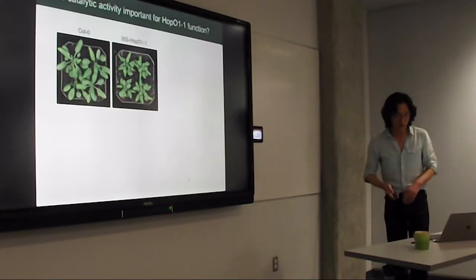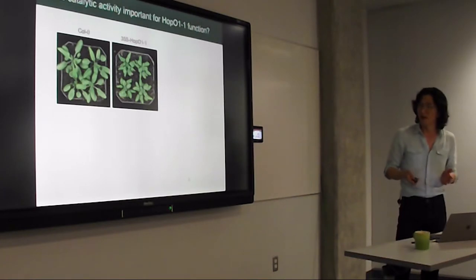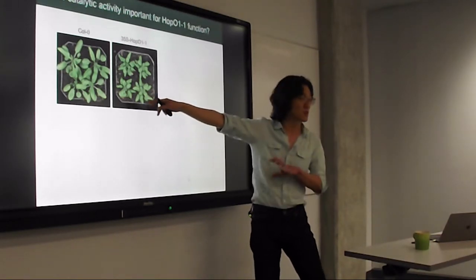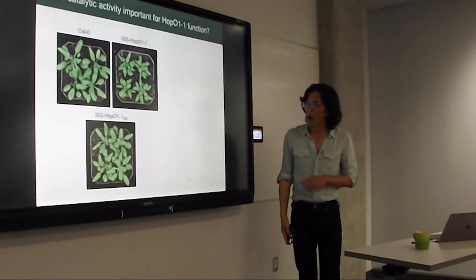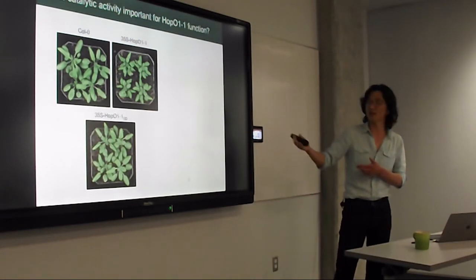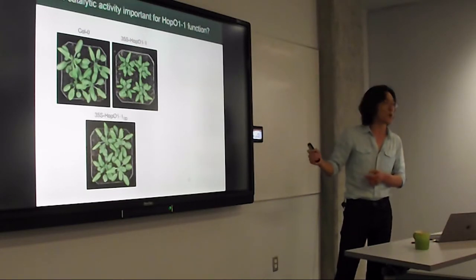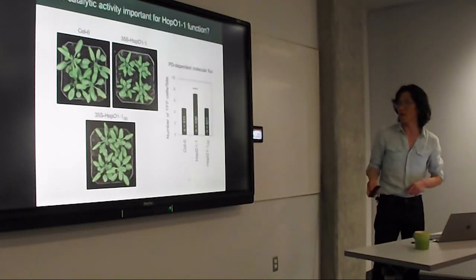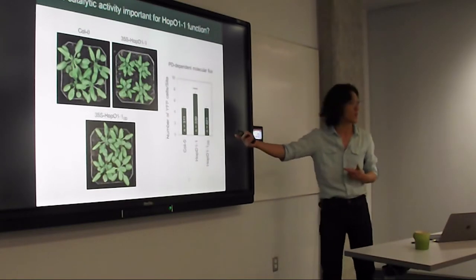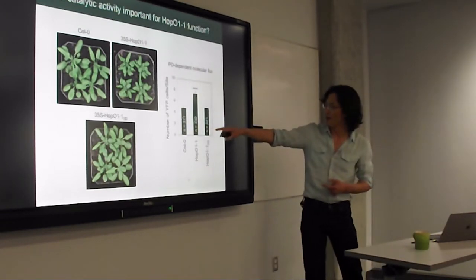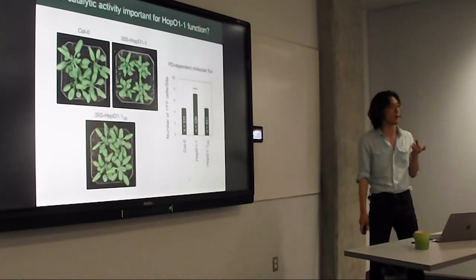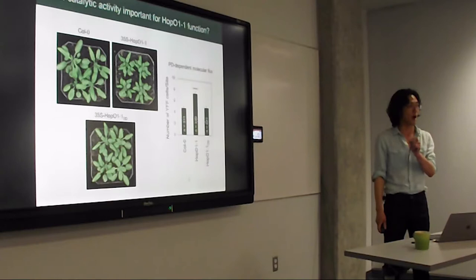In addition to the in vitro data, when I look at the transgenic plants, the wild type HAP overexpressing plant looks smaller. But when I overexpress the HAP01-1 catalytic mutant, they look just like wild type. So this suggests that the catalytic activity of HAP01-1 is required, at least to affect plant growth and development. Since overexpression of HAP01-1 affects PD-dependent movement, I also looked at whether overexpression of the HAP01-1 catalytic mutant would also affect PD-dependent movement. What you can see here is that if you compare different lines, the catalytic mutant looks just like the Columbia background. So this suggests that in order to affect PD-dependent movement, you need the catalytic activity of HAP01-1.